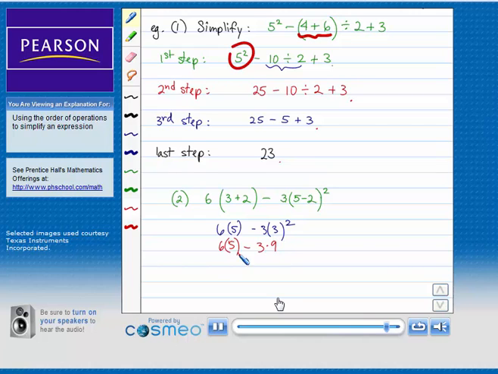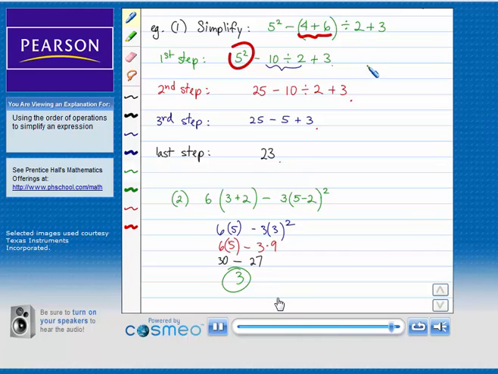Now I can multiply or divide working from left to right. So 6 times 5 is equal to 30. 3 times 9 is equal to 27. So I've done the multiplication steps involved, and last I'll do the subtraction. 30 minus 27 is 3.